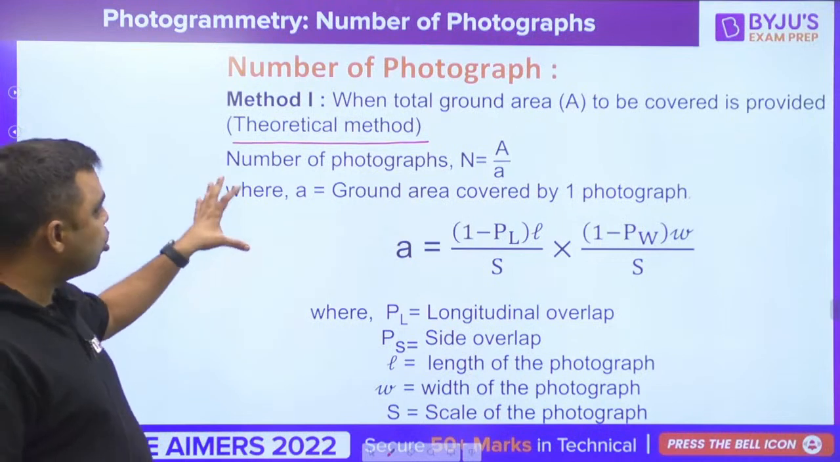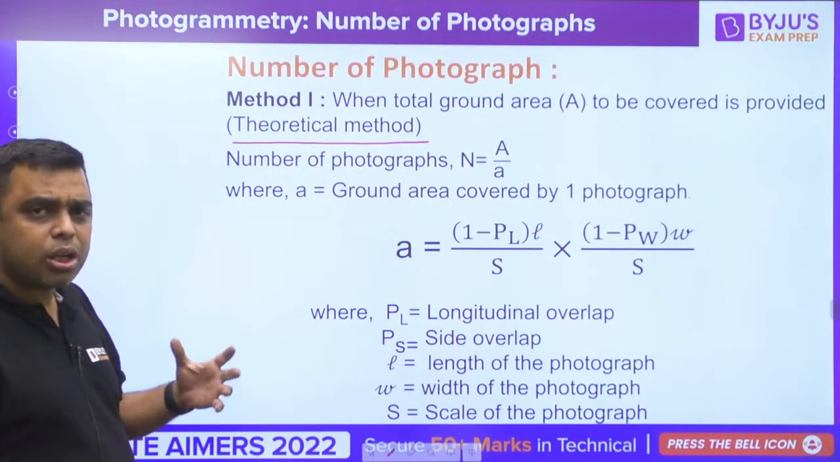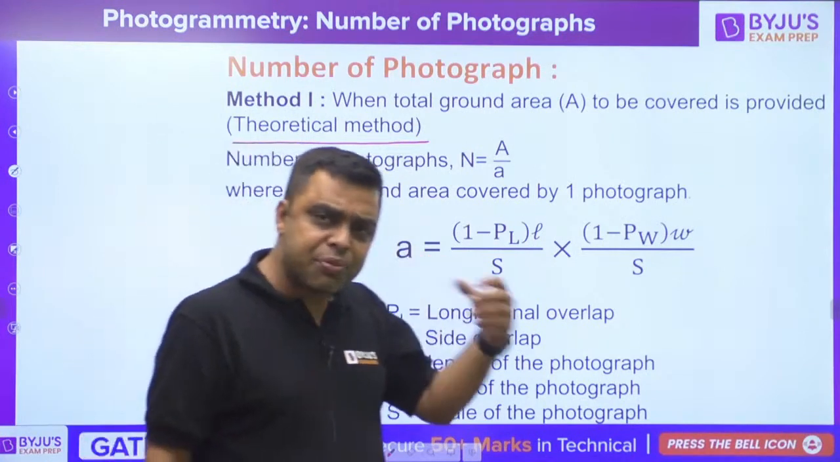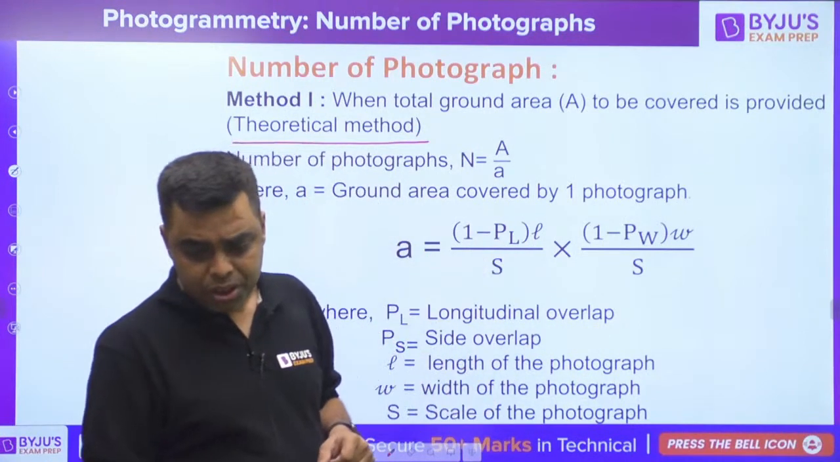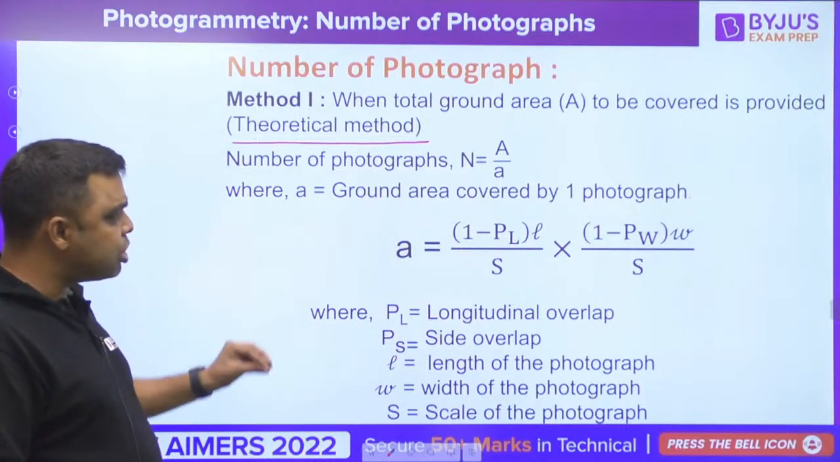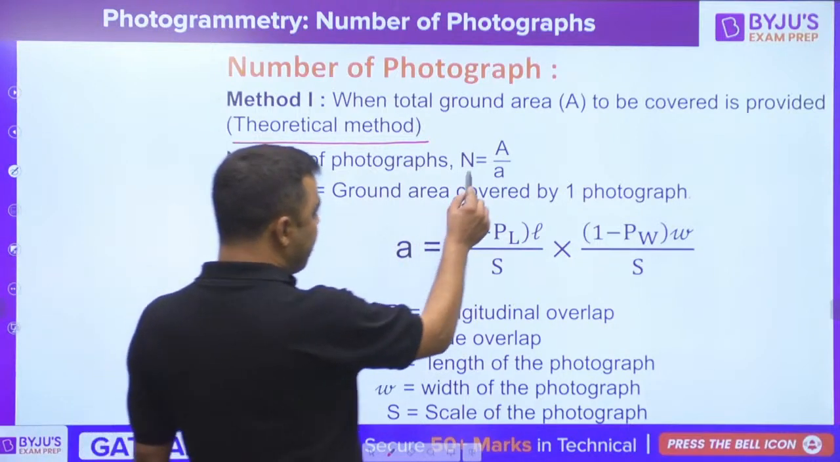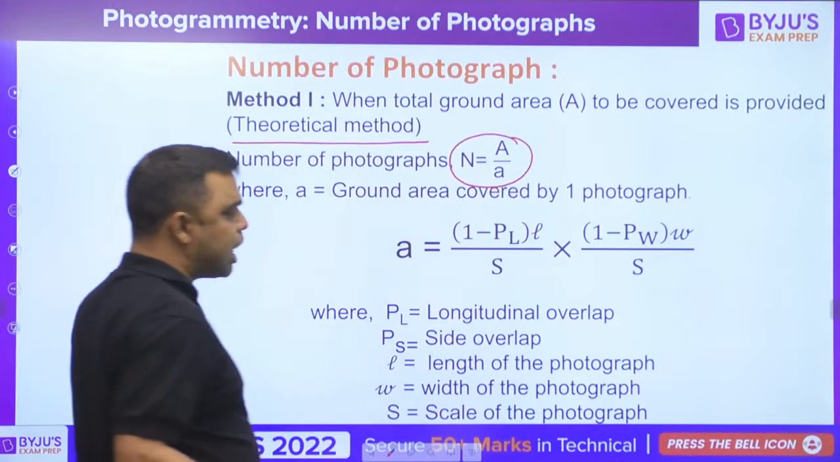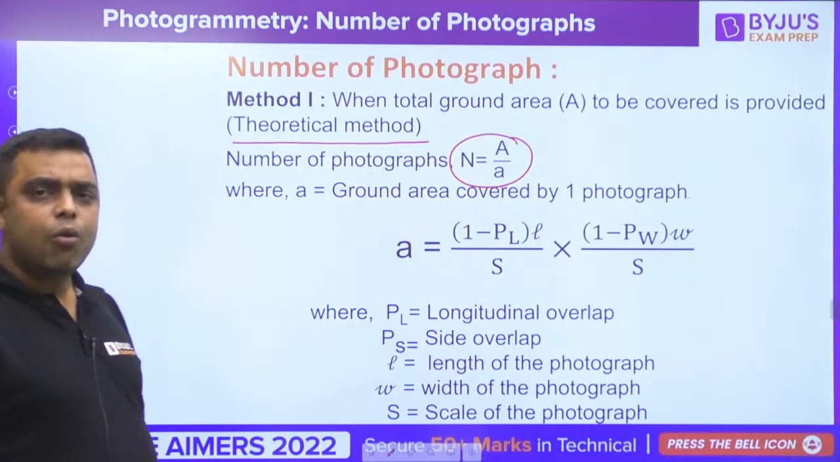Right, so now the theoretical method. See guys, why it is called the theoretical method, I am not supposed to tell you right now. As we solve the question, you will come to know about it, right? So what is the case over here? The number of photographs, capital N, is equal to capital A upon small a. What is capital A?